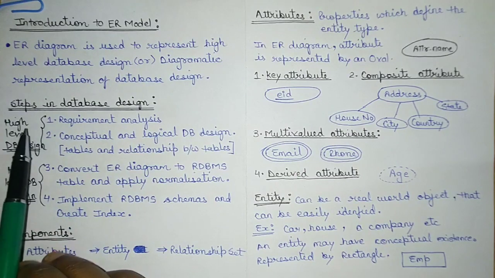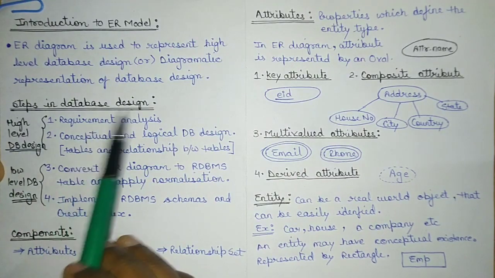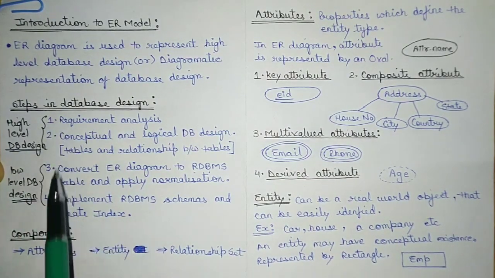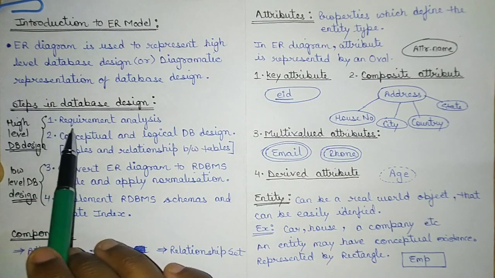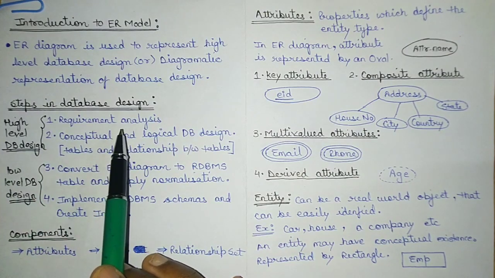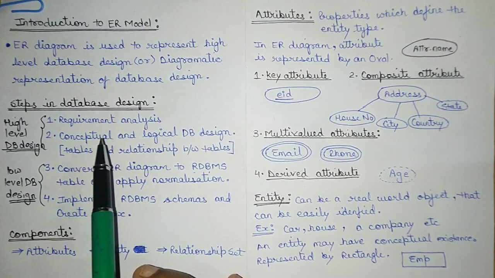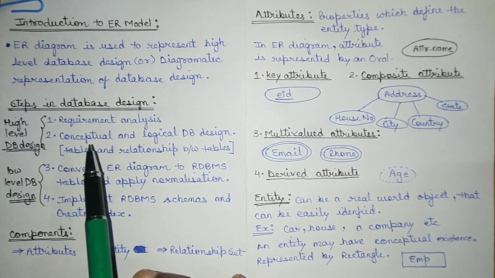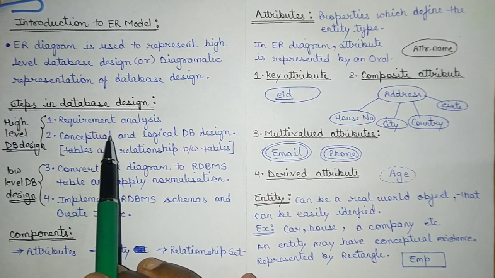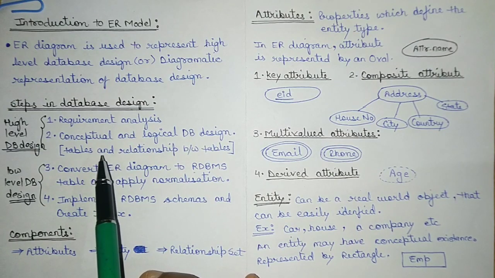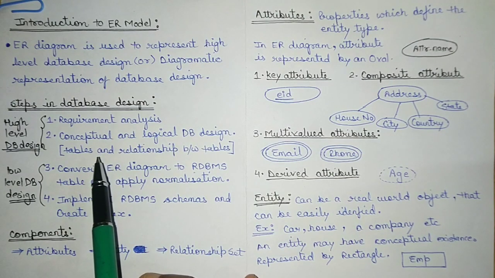So let's try to understand this with the help of steps in database design. What are the steps in database design? First step is requirement analysis. First we have to check the requirement, because as per the requirement or as per the operation that the client is trying to perform on a database, we have to design the database. So first of all, we will take the requirement from the client, then we will try to formulate how it is possible to meet the client's requirement.